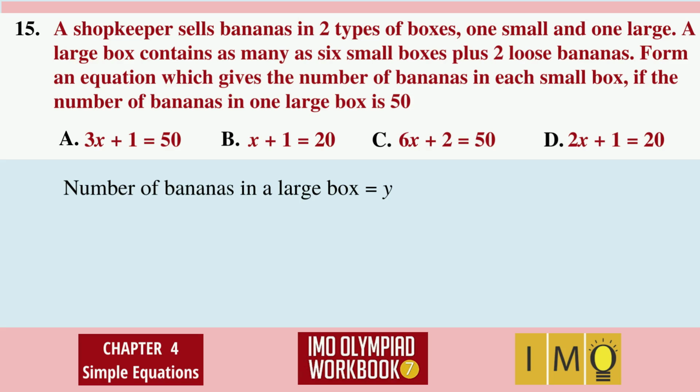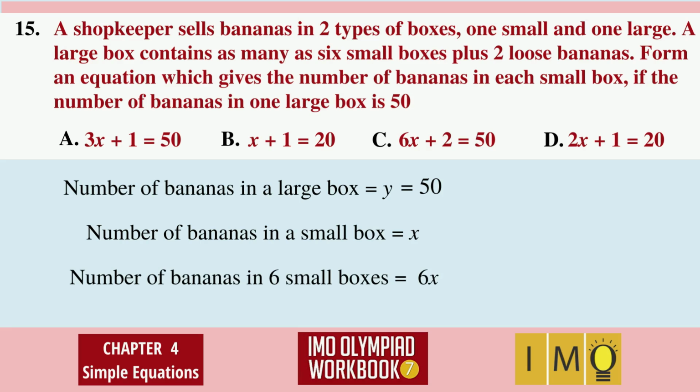From our question, we know that y is equal to 50. Also, let the number of bananas in a small box be x. So, the number of bananas in 6 small boxes will be 6x. Now, 6 small boxes plus 2 loose bananas becomes 6x plus 2, and this is the same as the bananas in the large box, which is equal to y.